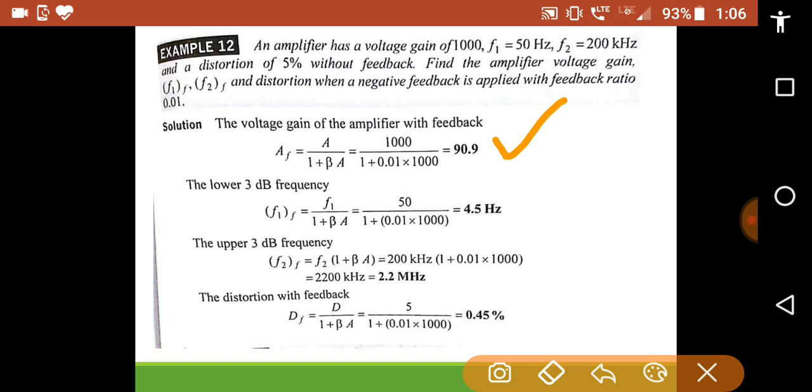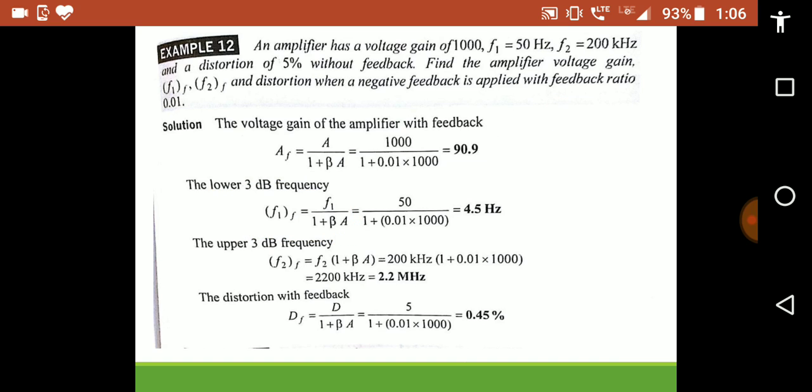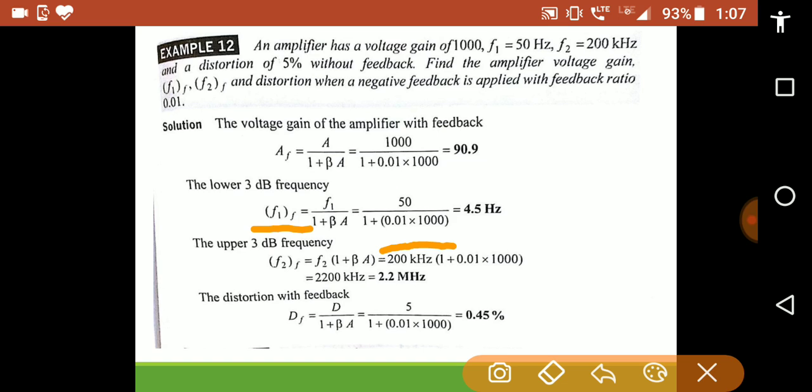Second, we have to find F1F. We know that when negative feedback is applied, the lower cutoff frequency is decreased by factor 1 plus beta A. So F1F equal to F1 divided by 1 plus beta A. Here lower cutoff frequency F1 equal to 50 hertz. So F1F equal to 50 divided by 1 plus 0.01 multiplied by 1000. So it is equal to 4.5 hertz.